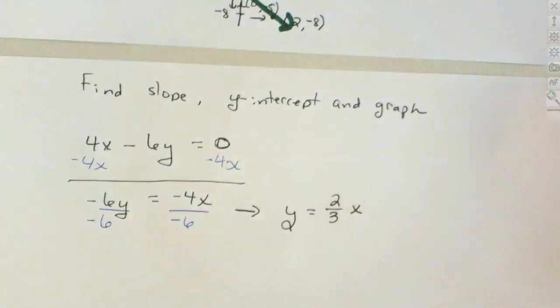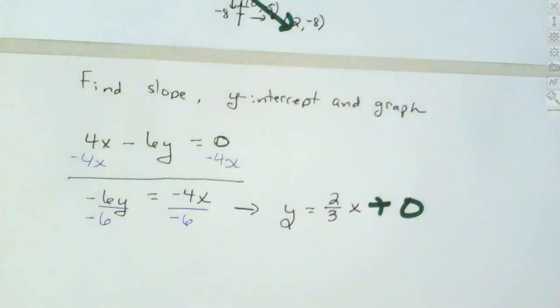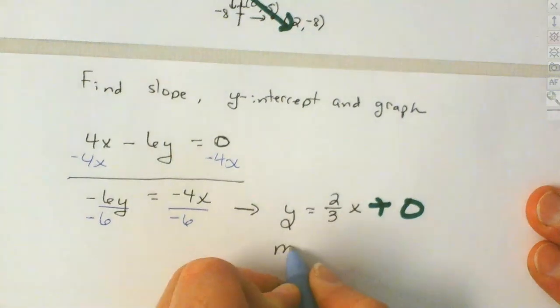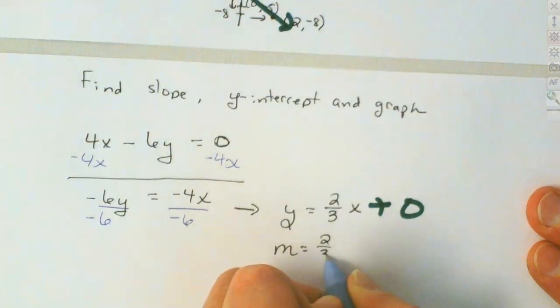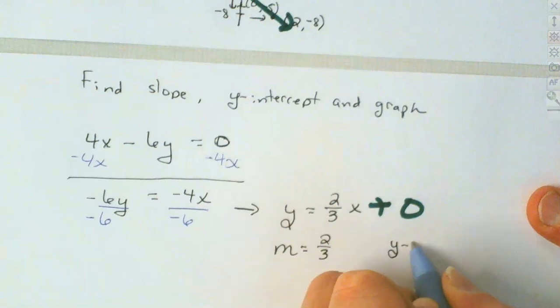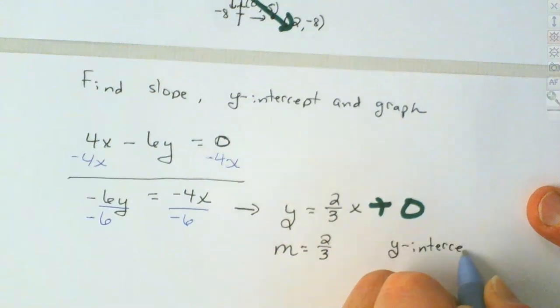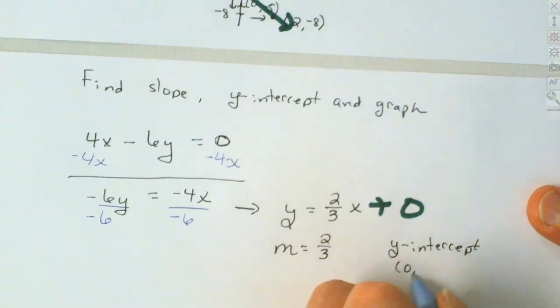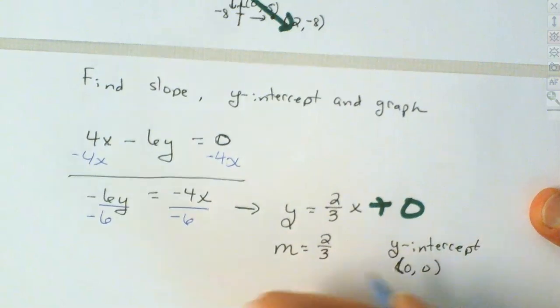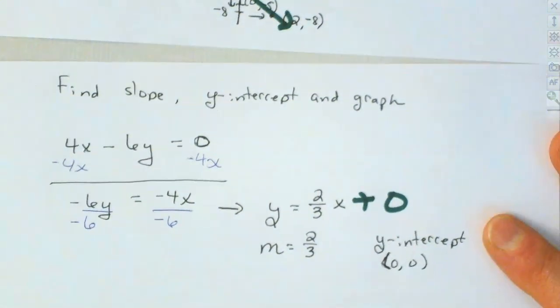So there's no number on the end. If there's no number on the end, it is like having a plus 0. Okay, it's not there, but we know it is. So what is my slope? 2/3. What is my y-intercept as an ordered pair? It would be 0 what? 0, 0, wouldn't it?